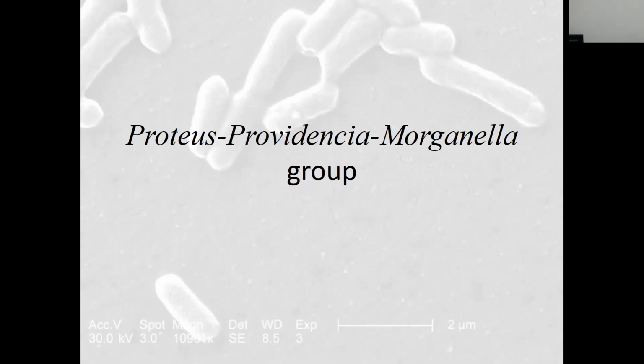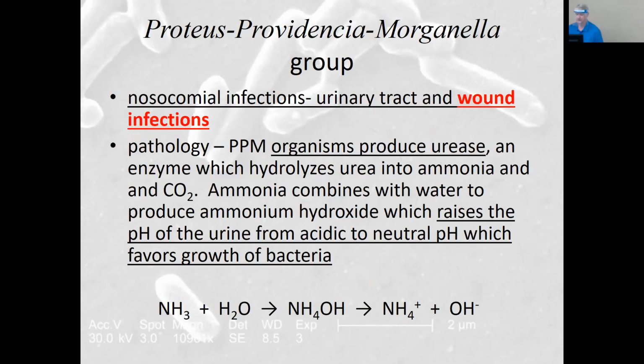Proteus, Providencia, Morganella. This is our PPM group that we had introduced on Thursday. So the Proteus we have downstairs. You'll get a good whiff of Proteus today. Nosocomial infections, urinary tract, and wounds. So these are kind of moving into our wound section. We haven't had wounds yet. So Proteus is definitely a player in the wounds that we see, infected wounds.